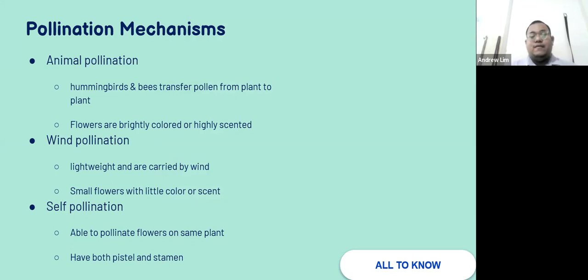wind, and self. So, for example, when hummingbirds and bees go to a flower, the pollen grain will stick onto their body. As they move to different parts of the plant, to different plants, and to different places, they carry the pollen grain around to another plant and make the female flowers grow into fruits. All the flowers that require animals to help them are usually bright in color and they have a very nice smell.